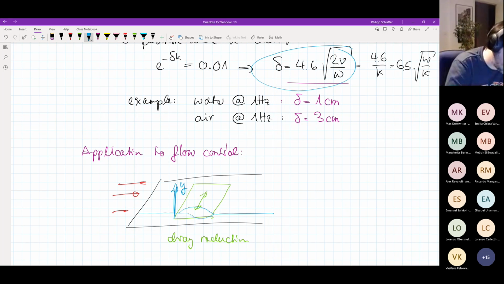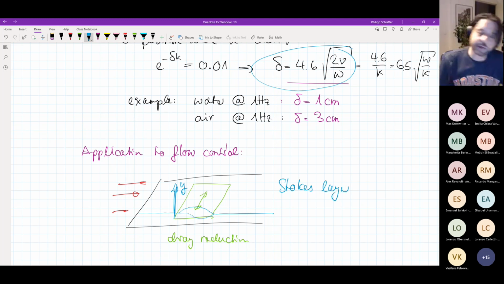And this is actually called a Stokes layer, because this is actually a solution of Stokes' second problem. So if you have the boundary layer above an oscillating surface, this is called a Stokes layer. And we can now estimate the properties of that using what we have calculated today.